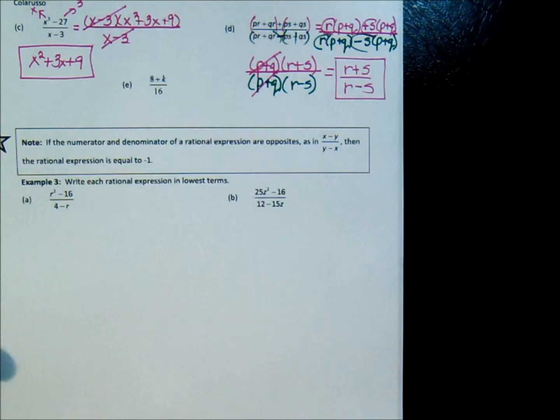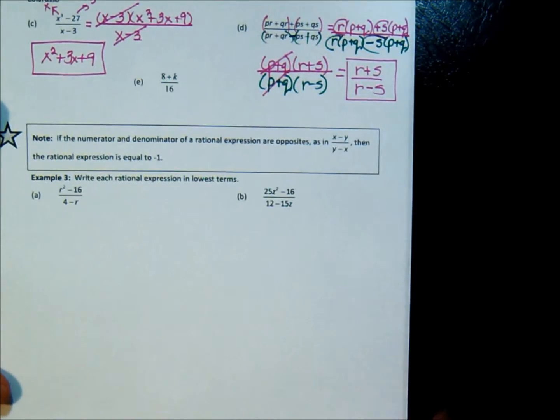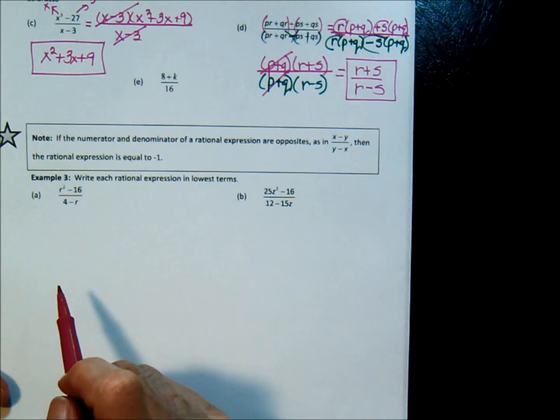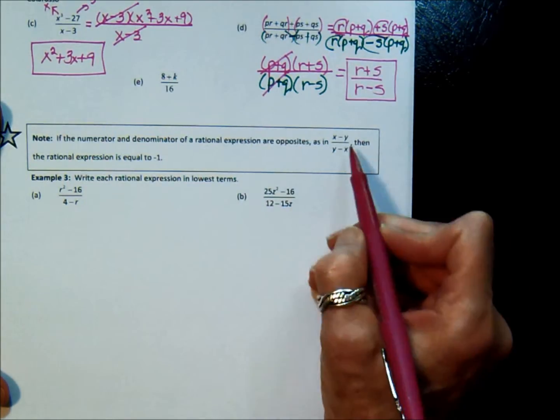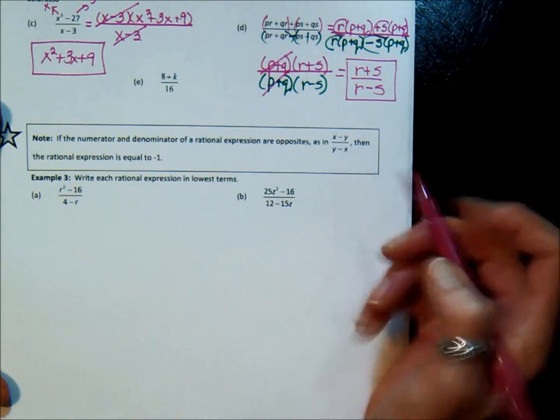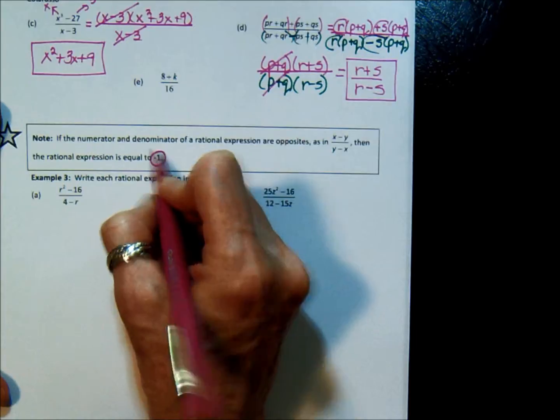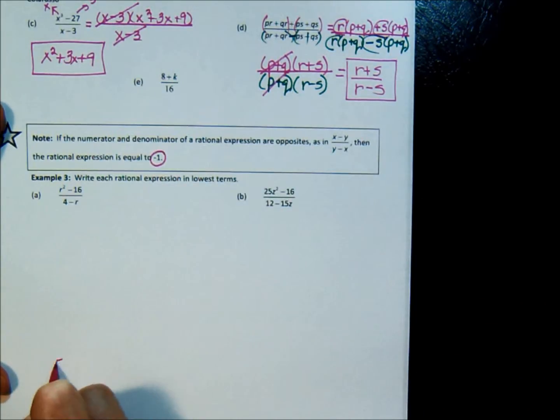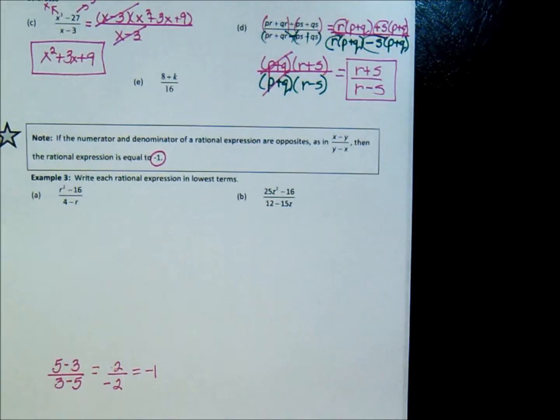One last thing I want to show you here. It says, note, if the numerator and denominator of a rational expression are opposites in subtraction, like x minus y, y minus x, then the rational expression is equal to -1. I'm going to go over here and show you why. If I had 5 minus 3 over 3 minus 5, those are opposites in subtraction. That would give me 2 over -2, which is definitely -1.